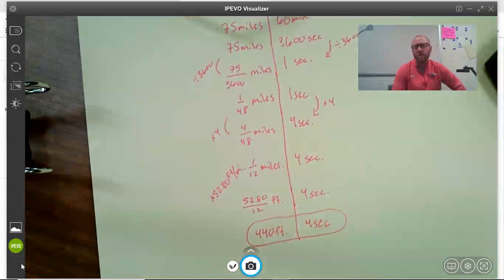See, that's 440 feet. Well, a football field, that's 100 yards. That's 300 feet. So it's almost a football field and a half in 4 seconds. A lot can happen in those 4 seconds at 75 miles per hour.